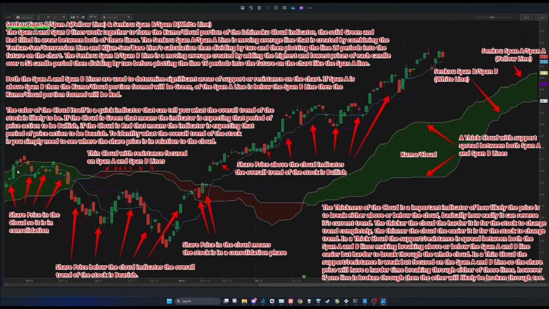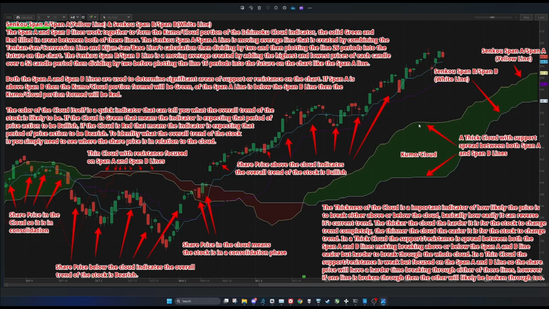If your share price is inside the cloud, like over here, that means it's in a consolidation phase. So the trend isn't definite. It's not bullish or bearish. It's currently figuring out which direction it actually wants to go. So in this time frame, you can see that the candlesticks are currently inside the cloud, and it's having difficulty figuring out which direction it wants to go. So it did break above the cloud for a little bit, but then after a couple of days, it went straight back into the cloud.